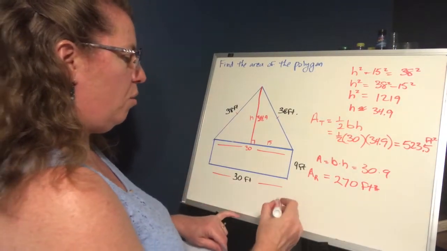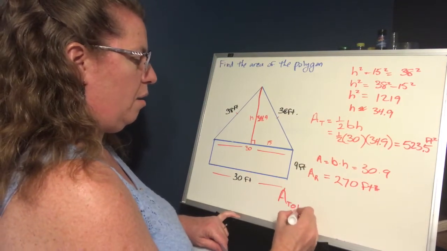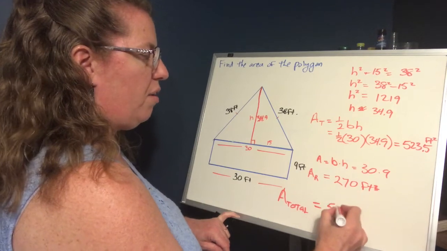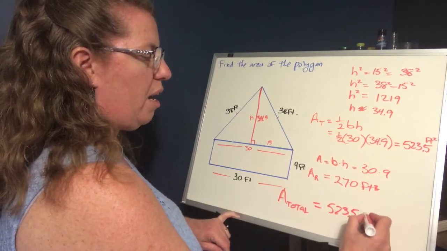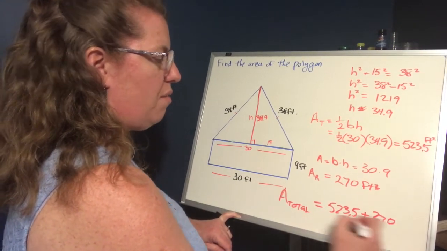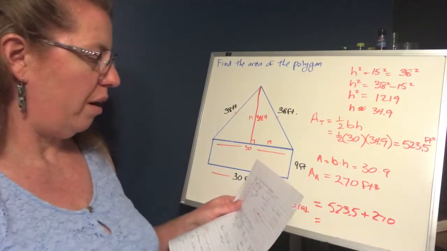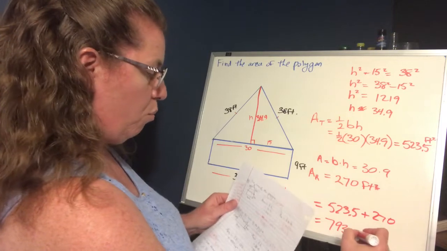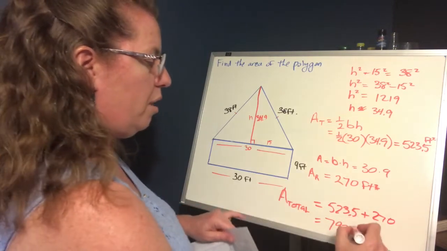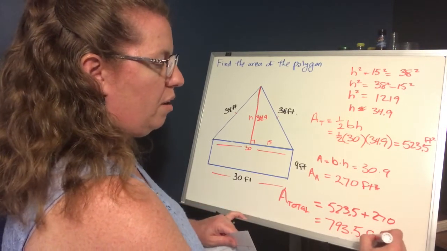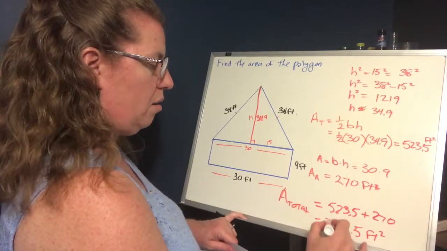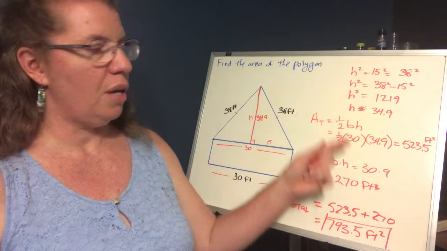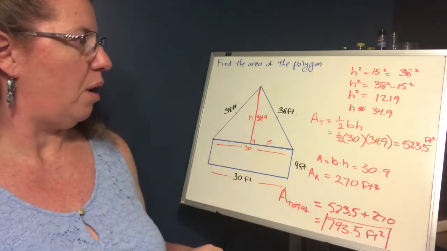And then our total area, we're going to add everything together: 523.5 plus 270. Our total area winds up being 793 point, I guess I shouldn't lose the point, 793.5 feet squared. There's our answer.